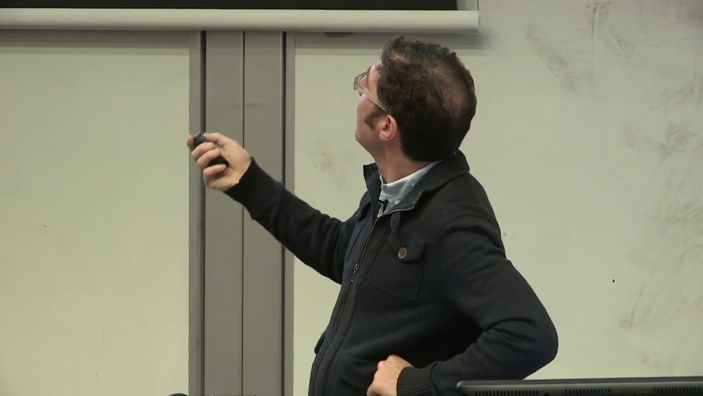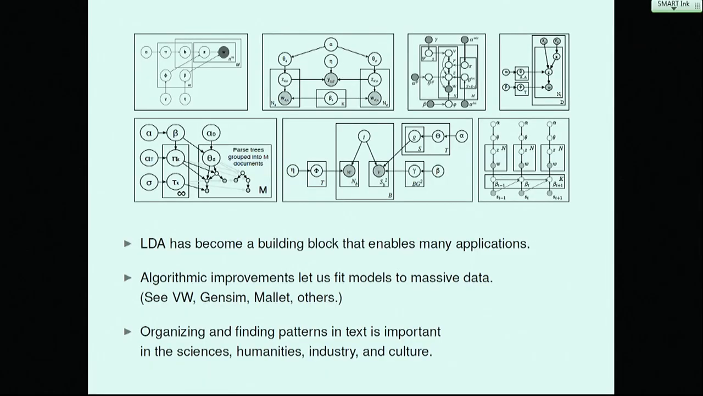Okay, so LDA has become a building block that lets us do a lot of things with text and with documents. Here are some pictures of models that build on LDA, and this also kind of shows you the benefits of the graphical model framework in that the algorithms and the graphical models are composable, right? So you can kind of see LDA as a little submodel in each of these pictures. Algorithmic improvements, like the ones I alluded to, let us now fit these models to massive data, and they're implemented in some of these packages, like VW and Gensim and Mallet. And LDA is useful because organizing and finding patterns in text is an important task in a lot of different domains.